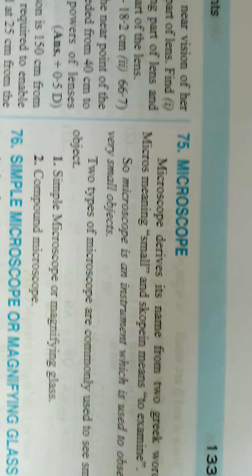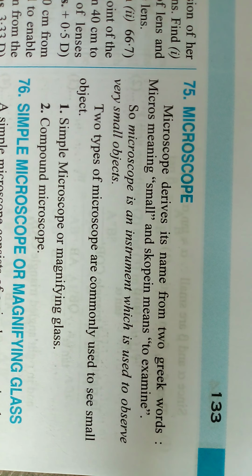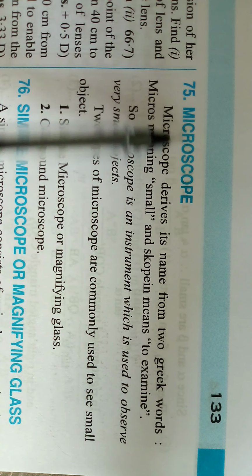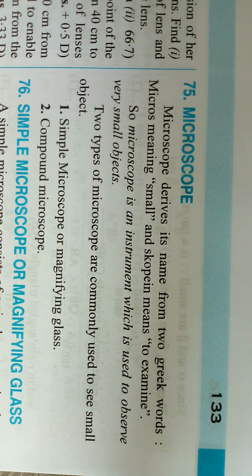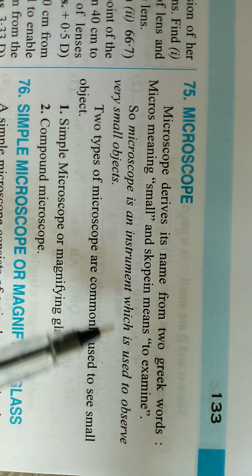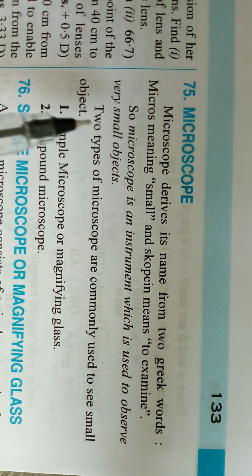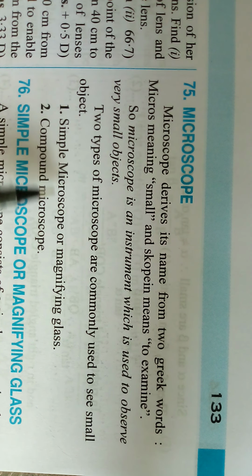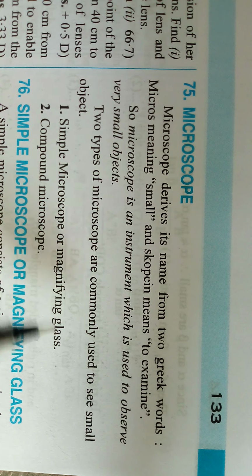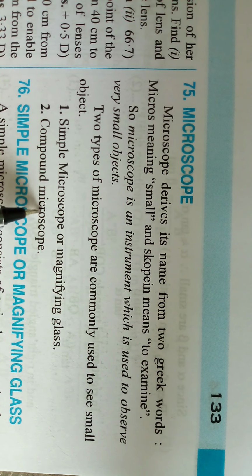Morning students, today we are going to discuss some optical instruments, and under this our first instrument is the microscope. You know that a microscope is an instrument which is used to observe very small objects. So students, there are two types of microscope. One is the simple microscope, or we can say the magnifying glass. Clear? And second is the compound microscope.